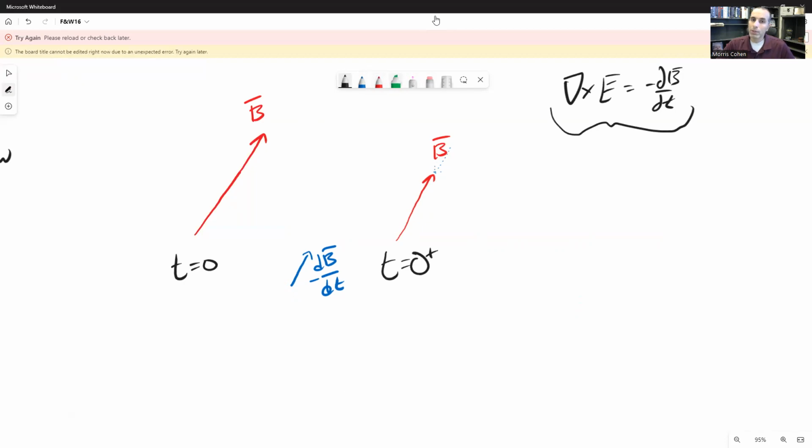The way we can determine that is take your thumb pointed in the direction of negative dB/dt, and your fingers will swirl around in the direction of the electric field. This can be hard to draw over here, but it's basically this. This would represent the electric field. It's going to swirl around those time-varying magnetic field lines. And that's basically what Faraday's law tells us.